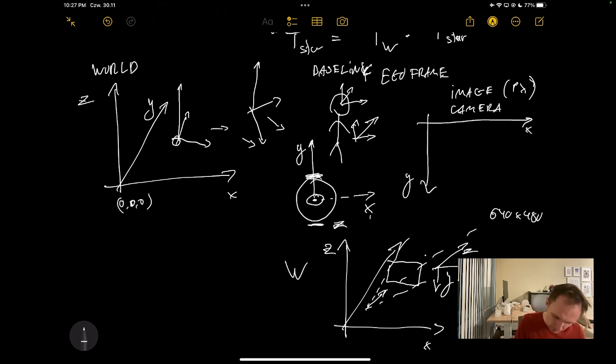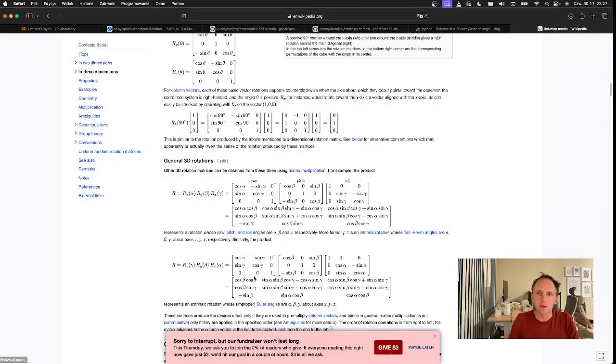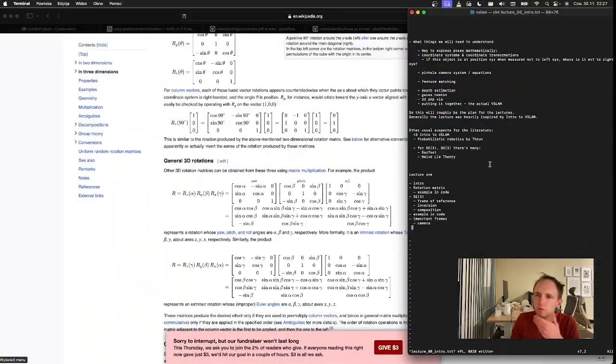Yeah, so we have world frame, base link, ego frame, image frame, and camera frame. That's how it works, more or less. Right, and then let me have a look. Did I forget about something? Yeah. All right, so base link frame, right? So let me go back to the presentation.